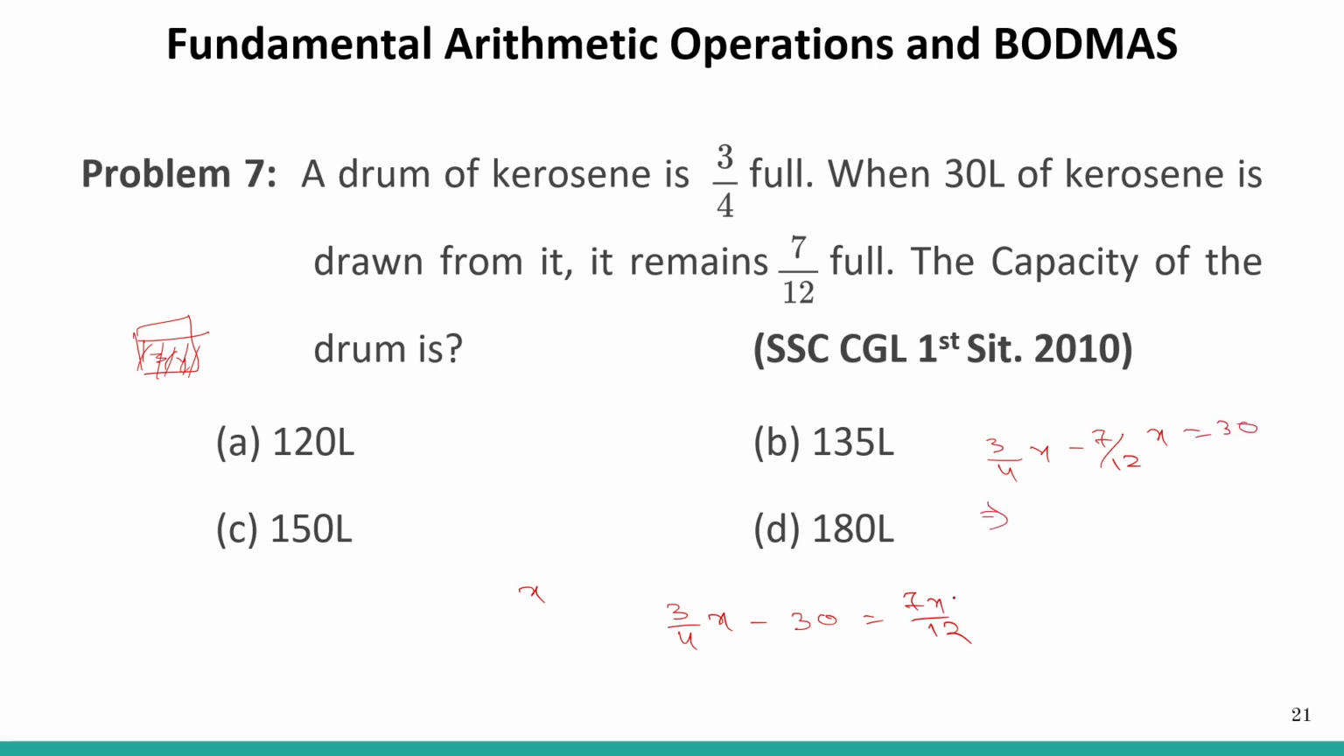Okay, by taking 13 to the right hand side, the negative becomes positive, and this is what we are left with. So let's take the LCM of 12 and 4. This will be 12. So 3 into 3 is equal to 9x minus 7x is equal to 30 here. So this implies that 9x minus 7x is equal to 2x by 12 is equal to 30. So this implies that x by 6 is equal to 30. So this implies that x is equal to 180 liter. So here you can see that D is the correct option.